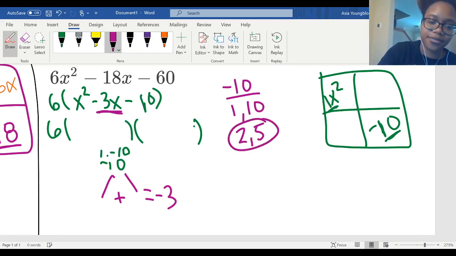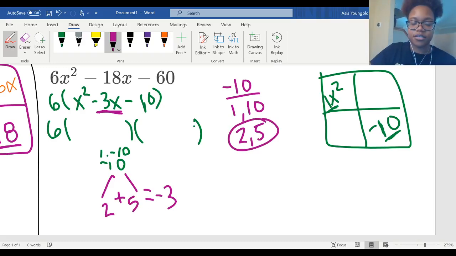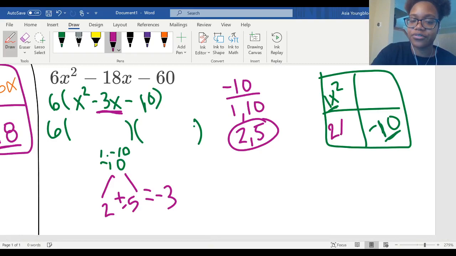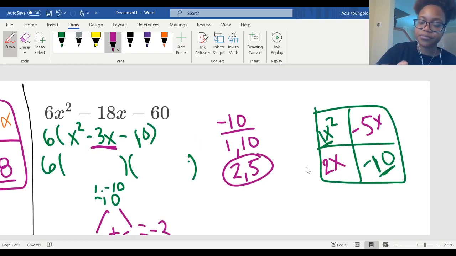This is the option. So we have 2 and 5. In order to combine 2 and 5 to get negative 3, the 5 has to be negative. So 2 plus negative 5 is negative 3. 2 times negative 5 is negative 10. So those are the 2 values we're using in our square, 2x and negative 5x. So now let's figure out the rest of our square.